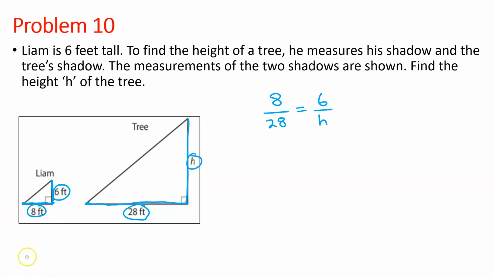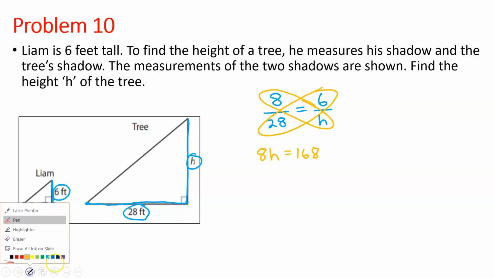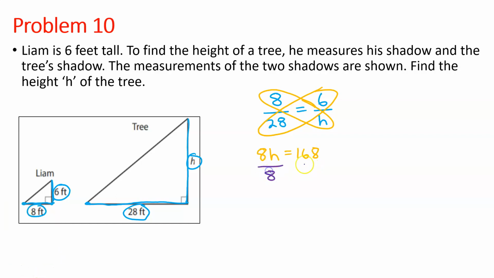Let's go through and cross multiply. 8 times h, or h times 8, is 8h, and that's equal to 6 times 28. What is 6 times 28? I've just dropped my calculator. 6 times 28, that's going to give me 168. If I just quickly divide both sides by 8, what's 168 divided by 8? That gives me 21. h is equal to 21. The height of the tree is 21. 21 what? They were using feet as their unit of measure. There you have it.